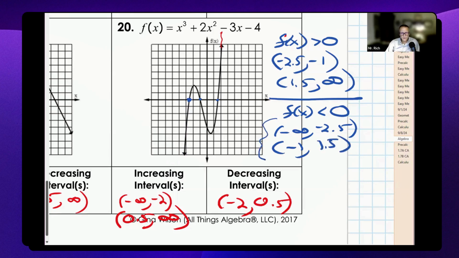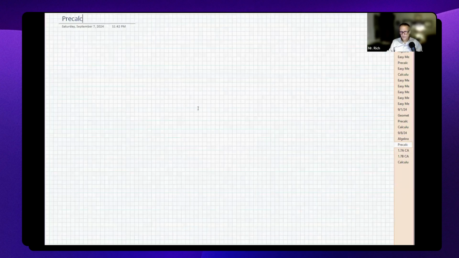So those are my two intervals for negative. Those are my two intervals for positive. And that's the kind of thing that you're starting to do in the next unit of Algebra 2. Let's move on to Precalc.